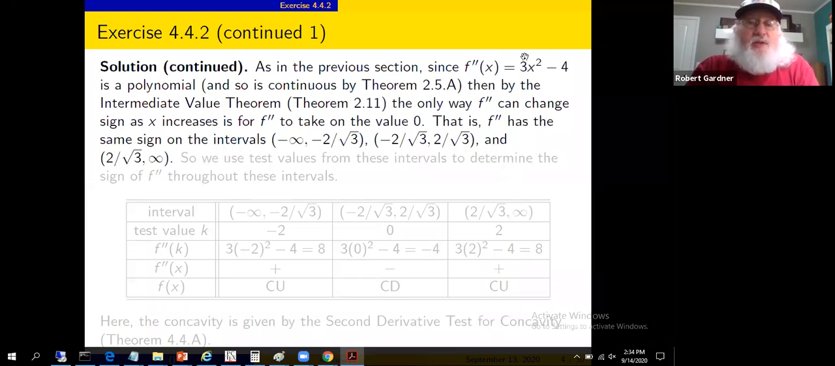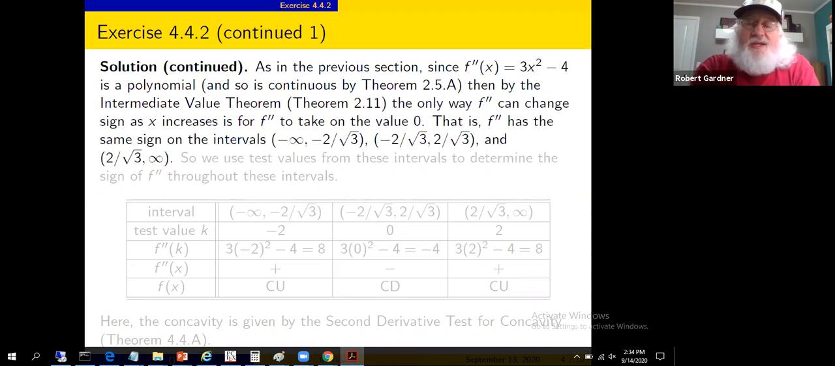As in the previous section, we're dealing with continuous functions. We're dealing with continuous derivatives. We're dealing with continuous second derivatives. The intermediate value theorem implies the only way the second derivative can change sign as x increases is for it to pass through the value 0.